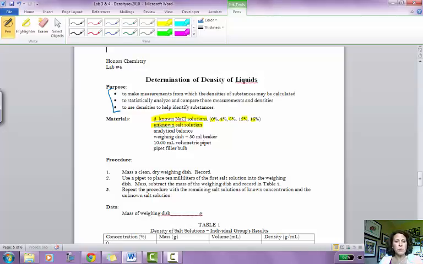Like lab 2, you're going to be using a 50 milliliter beaker for your weighing dish. This time, like lab 2, you're going to be carrying a liquid over to the balances. Be very careful with that so as not to spill any of the liquid onto the analytic balance. If you do spill, just let me know right away so I can clean it up.